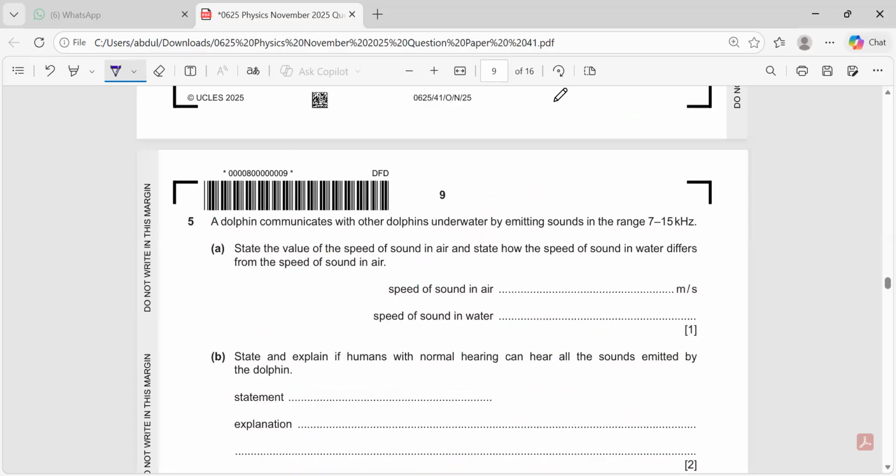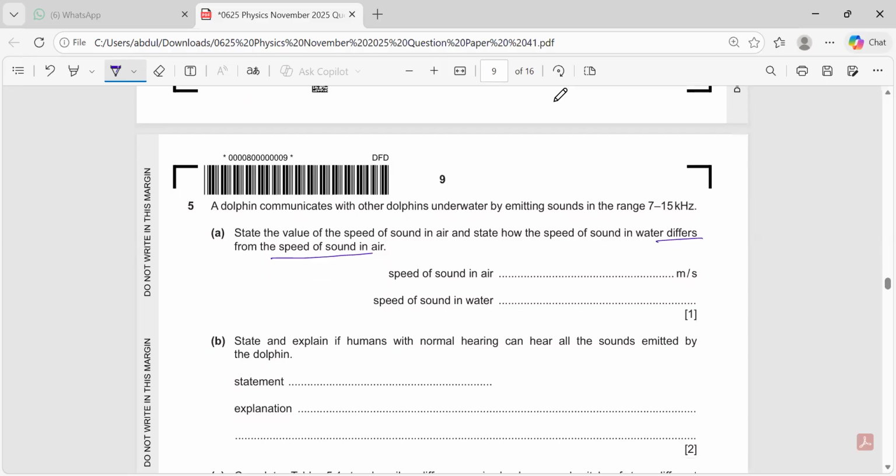Now see, a dolphin communicates with other dolphins underwater by emitting sounds in the range of 7 to 15 kilohertz. State the value of the speed of sound in air and state how the speed of sound in water differs from the speed of sound in air. So the speed of sound in air is 330 meters per second. We can take the speed of sound in water roughly, on average, as 1500. Now see here, meter per second is given, but here it's not given. You have to write it. Be very careful.